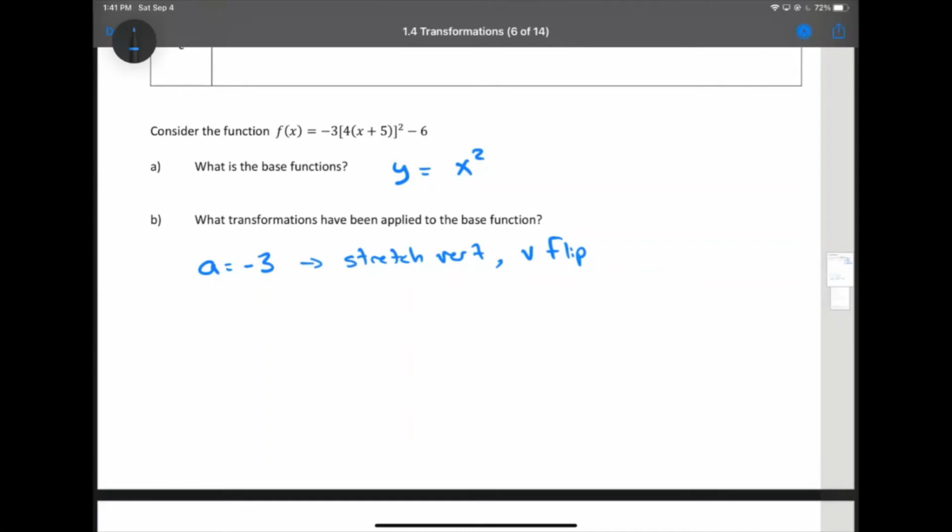But anyway, the k, again, always to do with the horizontal. In this case is 4. And its effect on the graph would be to compress horizontally by 4. I'm going to put a factor of 4.